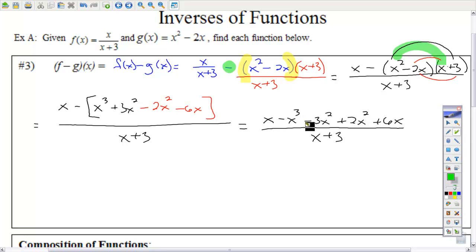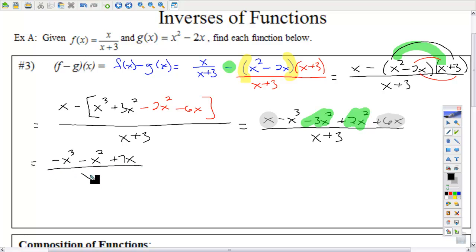Like terms, these x squared terms are like terms. These x terms are like terms. If I put those together, I'm going to get negative x cubed minus x squared plus 7x all over x plus 3.